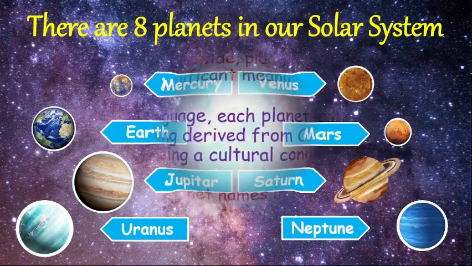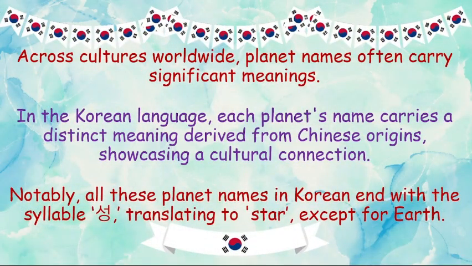Okay, now across all cultures worldwide, planet names often carry significant meanings, right? So similarly, in the Korean language, each planet's name carries a distinct meaning derived from Chinese origins, showcasing a cultural connection. So basically, the planet names in the Korean language are based on Chinese origin, and each name has a unique relationship with the Korean culture.